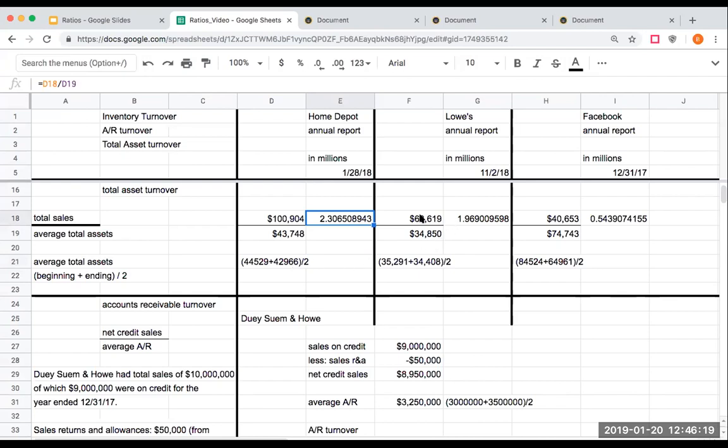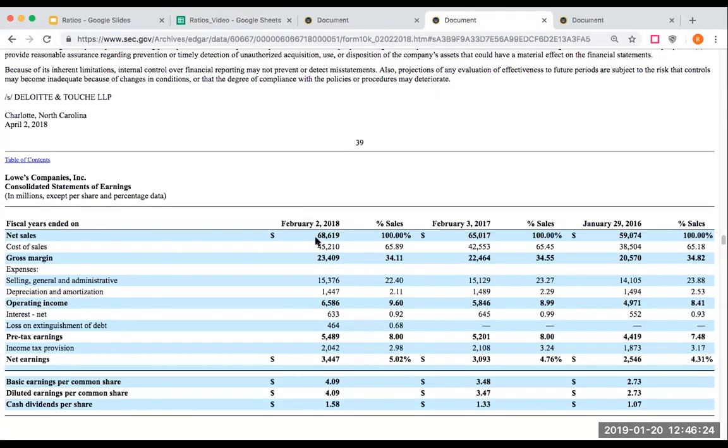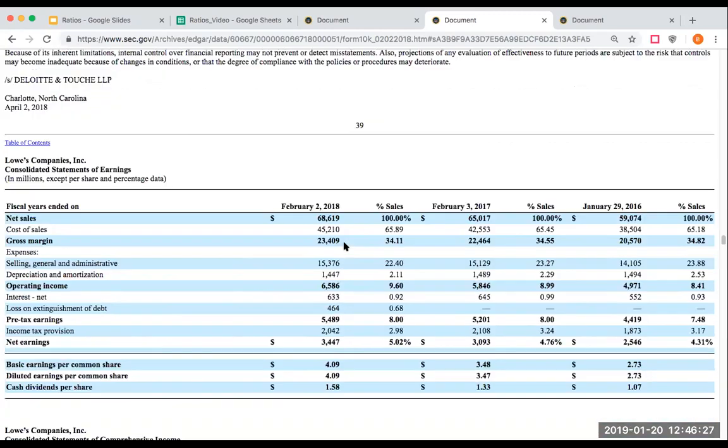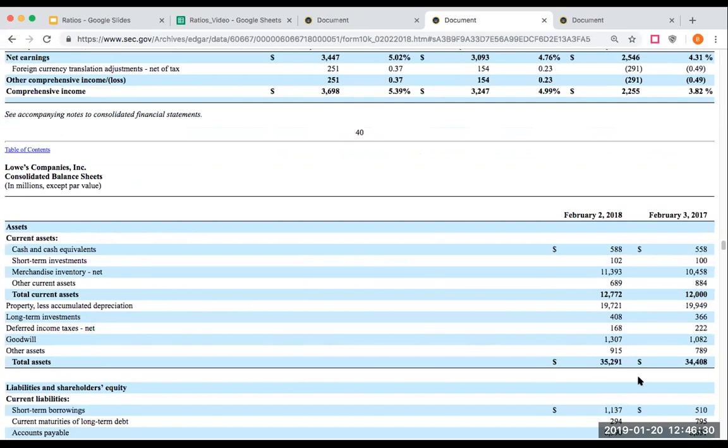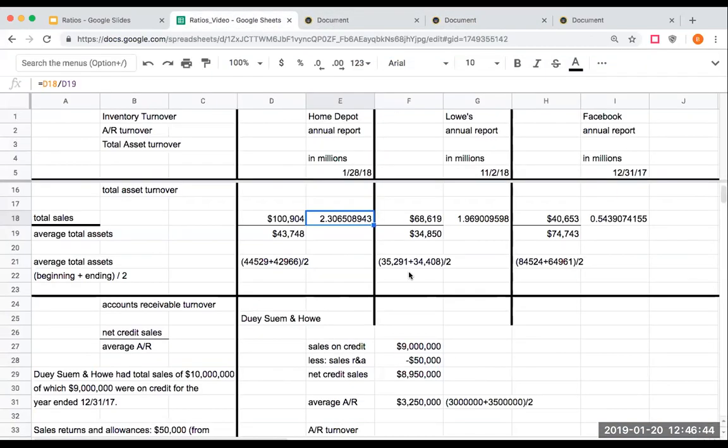Lowe's had sales of $68.6 billion, and let's make sure, yep, I got it right, $68.6 billion. Lowe's average total assets were right over here, 35.291 and then 34.408. If you're wondering how I found these companies, please see my prior videos on how to look up SEC company or publicly traded companies. So right here, Lowe's is below Home Depot, and it's got about $68.6 billion in total sales and about $34.8 billion in total assets. So right here are the calculations of how I came up with that.